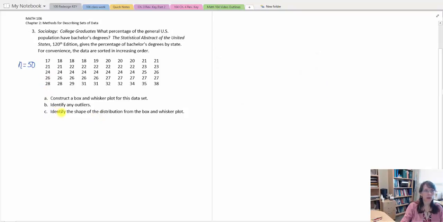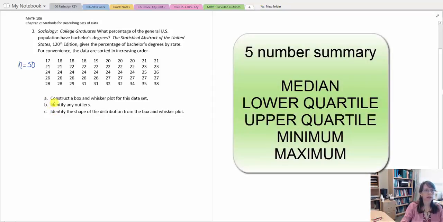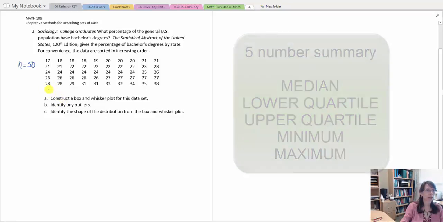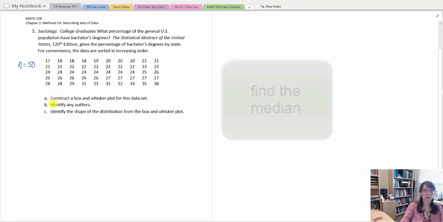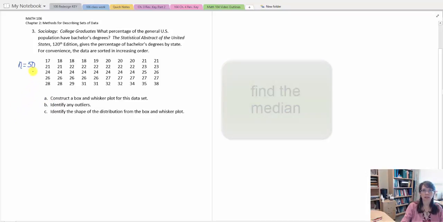So in order to construct the box and whisker plot, we need our 5-number summary. That is, we need the median of the data, the lower quartile, the upper quartile, the minimum value, and the maximum value. So the first thing we'll calculate is the median of the data. If we have 50 measurements, I know that 25 is halfway, and I've got 10 in each row. So between these 2 measurements will be the middle of the data.